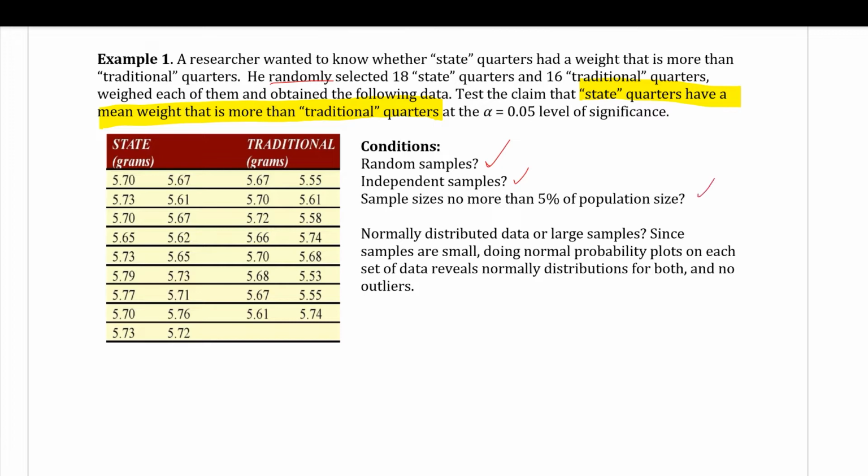Now, are samples large enough? Well, the requirement was that the population has to come from something that's normally distributed, and if you don't know that, then each sample has to be more than 30. Now in this case we have 18 and 16, so that means our population has to be coming from a normal distribution. Quarters are manufactured, and most things that are manufactured oftentimes follow some sort of normal distribution. Yeah, I'm going to assume that these are normally distributed.